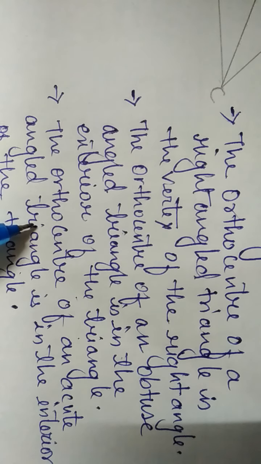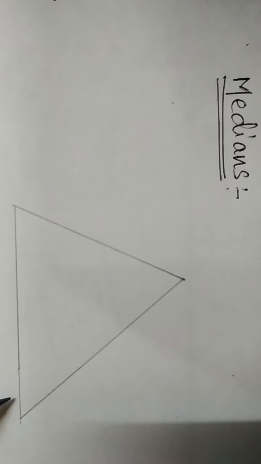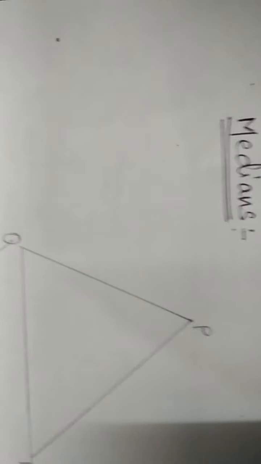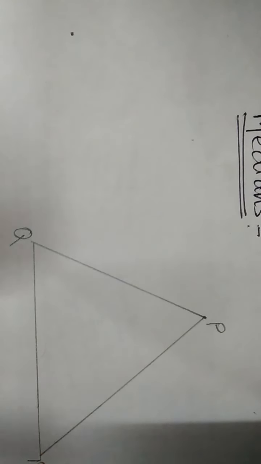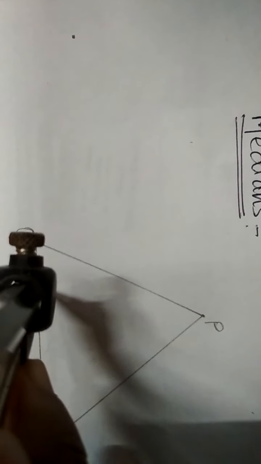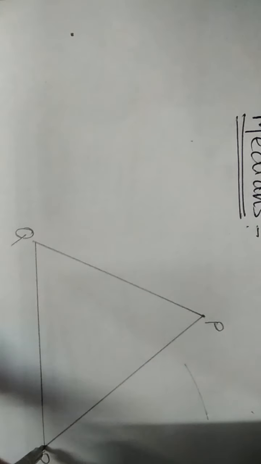Next topic, we will go to the median. We will draw an acute angle triangle for the median and name it P, Q, R. Now we will take the compass, that is your rounder, and make the adjustment. Already in 7th standard we have drawn perpendicular bisectors. So we take more than half of the line and draw an arc on both sides.